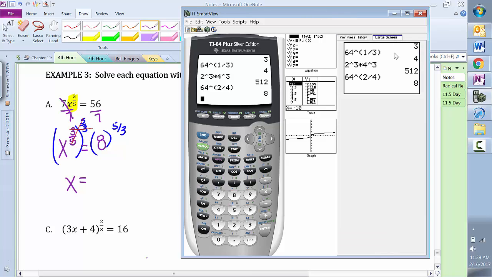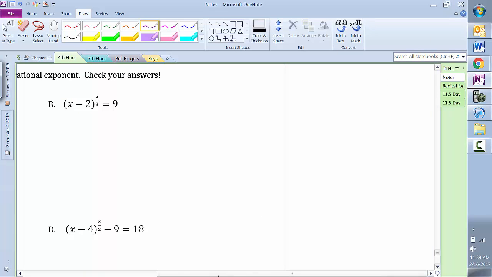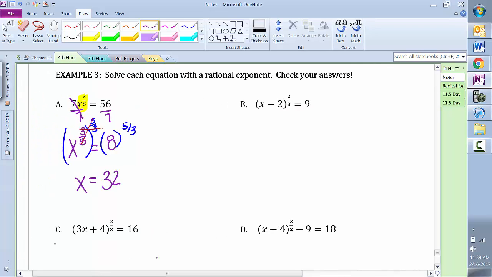I'm going to do parentheses, 8, parentheses, caret. When you're working with fractions, you need more parentheses whenever you're working with fractions. So parentheses, 5 divided by 3, and close it up. Good, and you get 32. So please write 32. You're done. Question? I got an error.